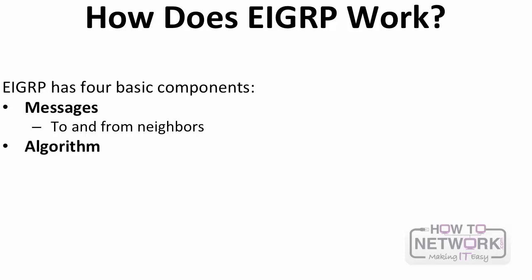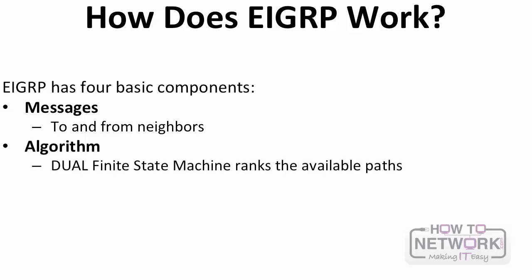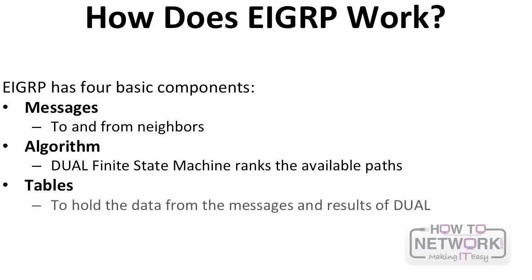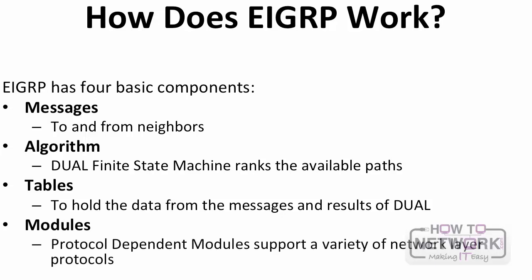EIGRP has the DUAL algorithm. The DUAL algorithm takes the information from those messages and then processes best path and possible best path. Then all the information from the messages and the algorithms get put into tables. So these EIGRP tables hold the data from the algorithm and the messages. And then finally, the modules. These protocol-dependent modules support a variety of network layer protocols. So EIGRP is not limited to just IP.